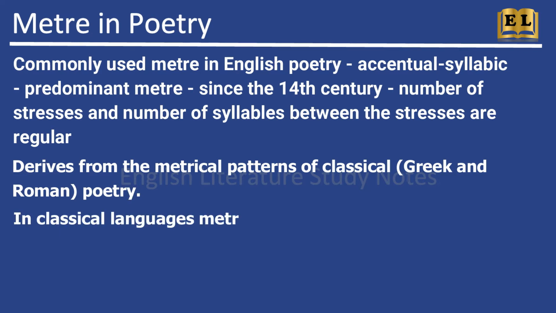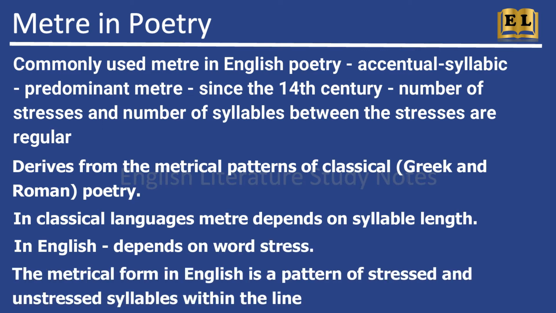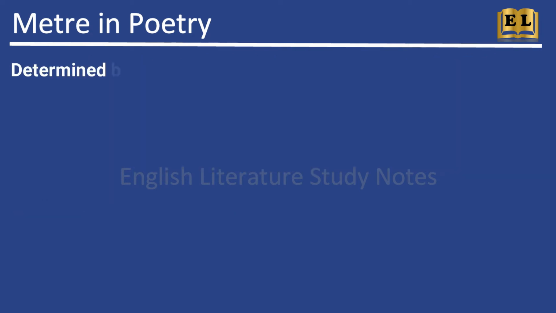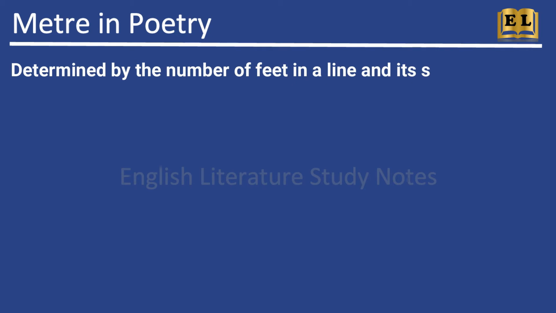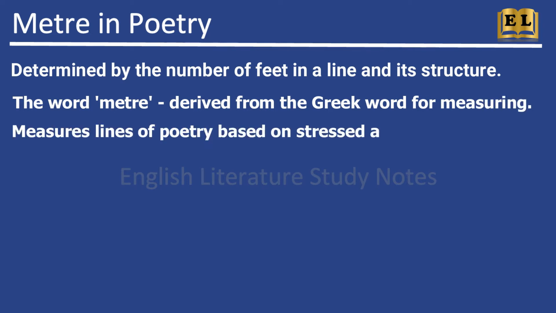In classical languages, meter depends on syllable length, but in English, it depends on word stress. The metrical form in English is a pattern of stressed and unstressed syllables within the lines of a poem. It is determined by the number of feet in a line and its structure. The word meter is derived from the Greek word for measuring. It measures lines of poetry based on stressed and unstressed syllables.